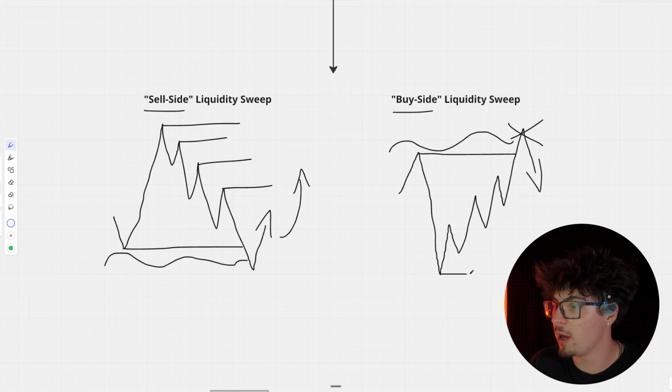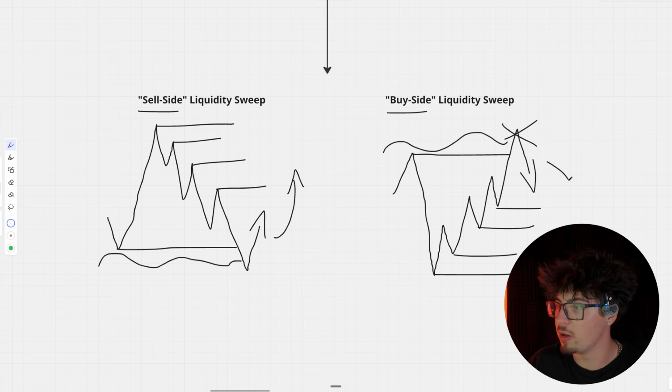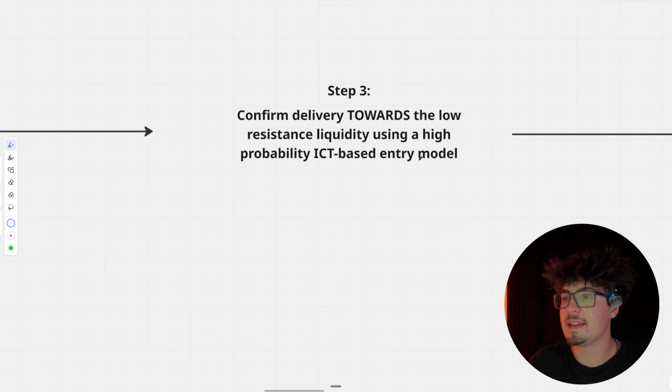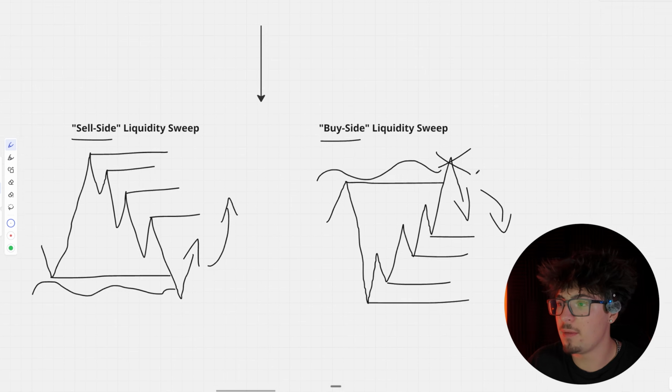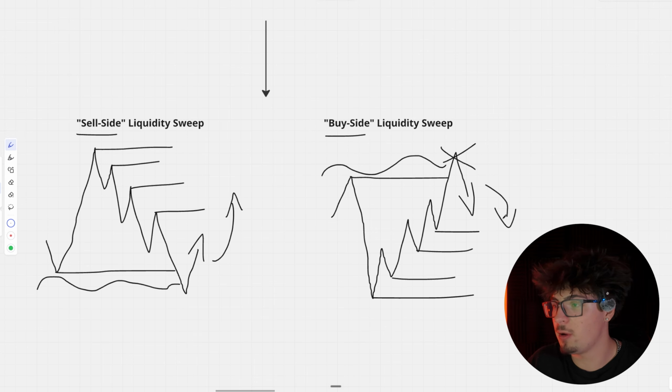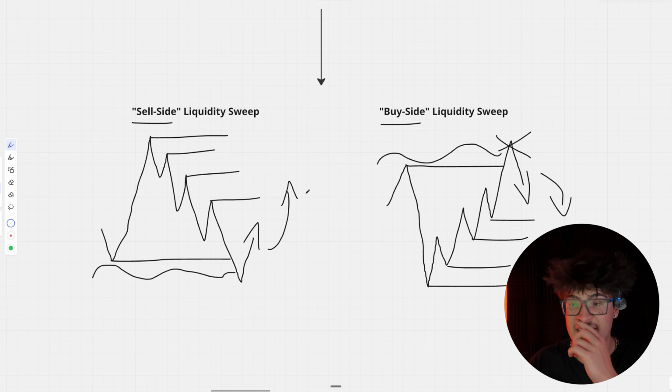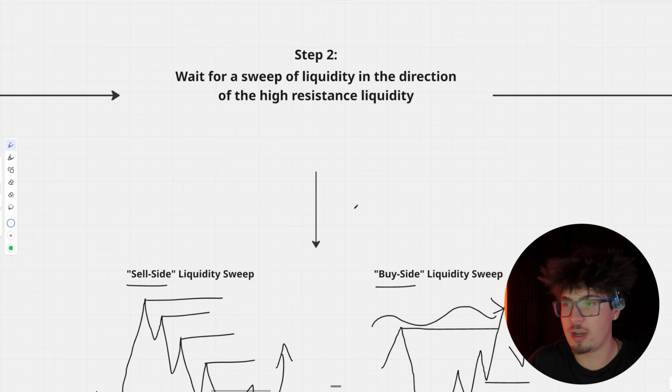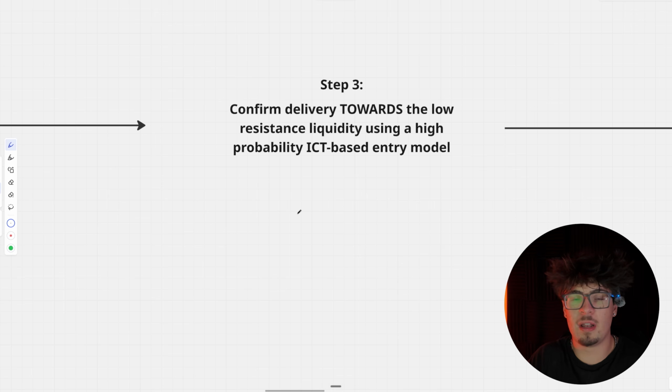And what do you see in this direction, the opposite direction? We have a bunch of low resistance liquidity, right? So you trade in this direction once you get confirmation of delivery using a high probability ICT based entry model. So if we get some type of entry model in our direction, in this case, in the up direction, that's when you enter. And as long as you actually have a good entry model, it's the easiest thing in the world. Now, I don't have time to go over an entire entry model.